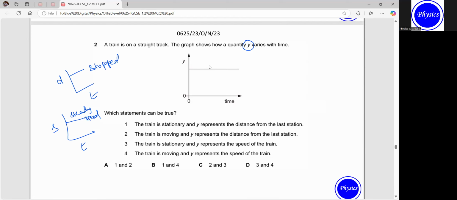The train is stationary and Y represents the distance from the last station. Yes, I agree. Then the train is moving and Y represents the distance, of course it is not moving. The train is stationary and Y represents the speed of the train. No, this doesn't work, because if it is stationary, for a speed time graph, the speed will be 0. But here it is having some positive value, so it can't be 3.